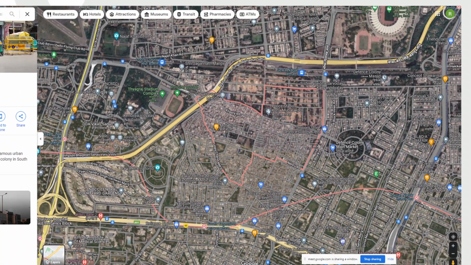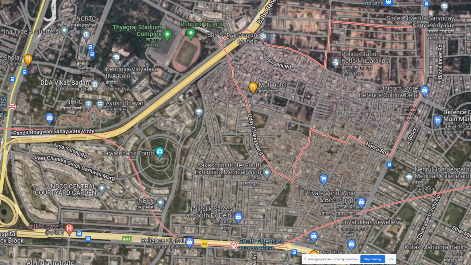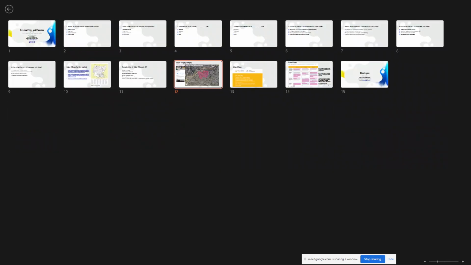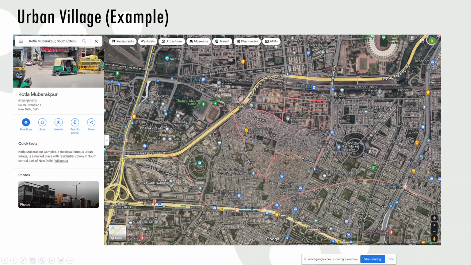You can see the high level of greenery on the west side of this neighborhood, and further there is Darya Khan's tomb, which is one of the archaeologically important sites. So this is how we can understand that these characteristics are actually represented in these urban villages of Delhi. This is an interesting case study by WRI.